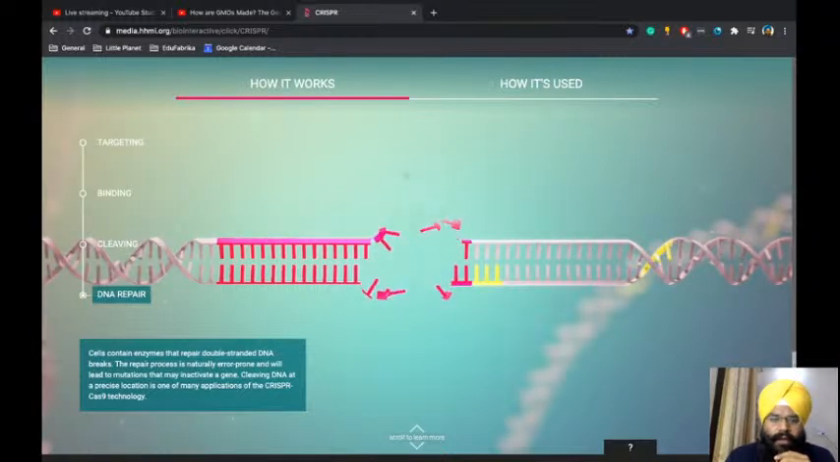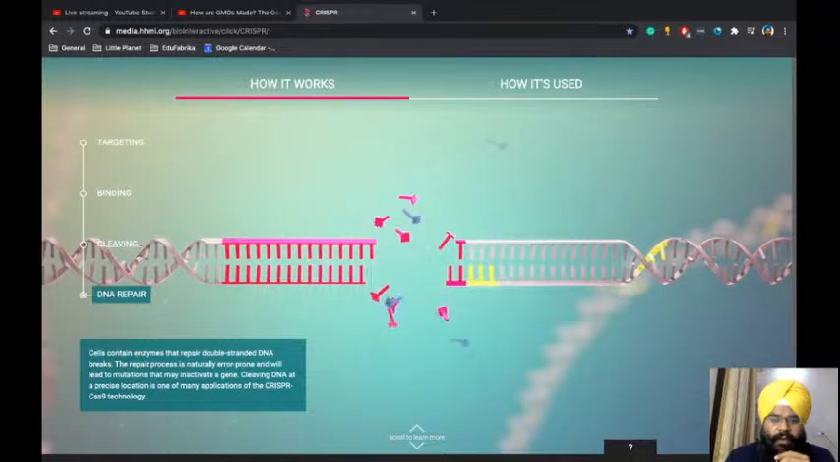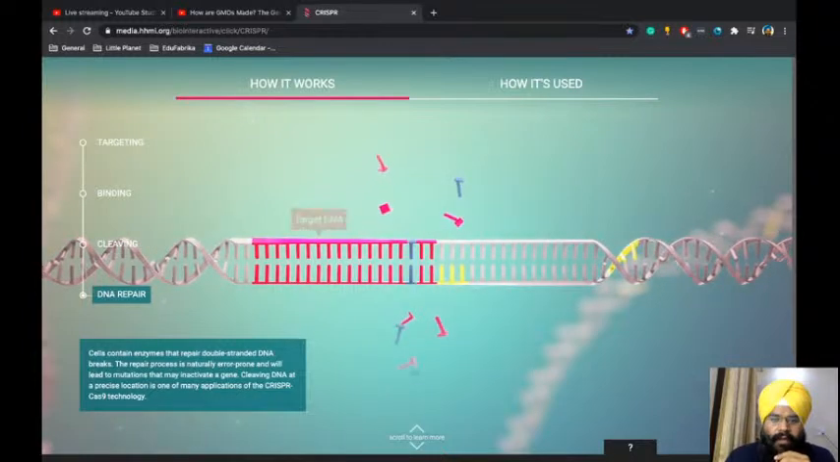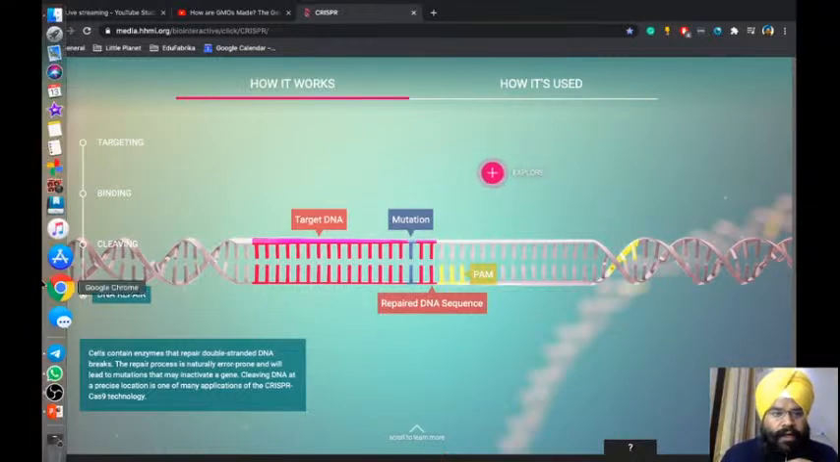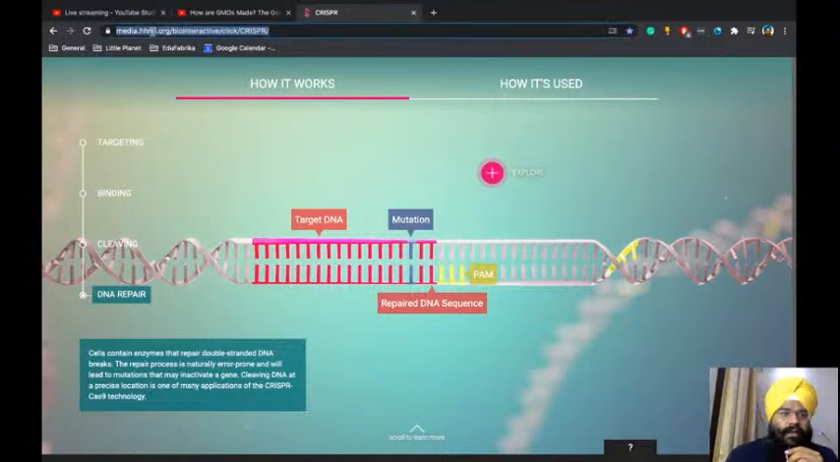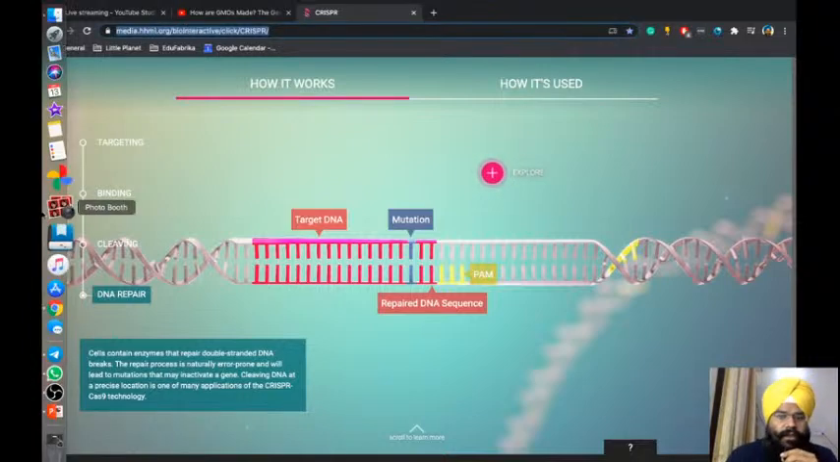This is one of many applications of the CRISPR-Cas DNA technology. When the DNA breaks, new DNA will come to the repair system and join it. So here your mutation is done, your target DNA is added in front of a PAM, and this is your repair DNA sequence also. So all done. That's how your CRISPR-Cas9 works at the 3D level. I will share this with you all.